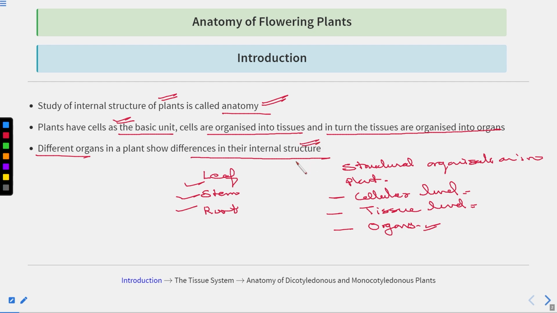Means at the tissue level you see a lot of difference between these three organs. The different tissues unite together to form organs. So these are the organs in plants: leaf is an organ, stem is an organ, root is an organ, right? And when you cut the cross section of the leaf, stem and root, you see a lot of differences at the level of the organ. Okay, so different tissues are there to form these organs.